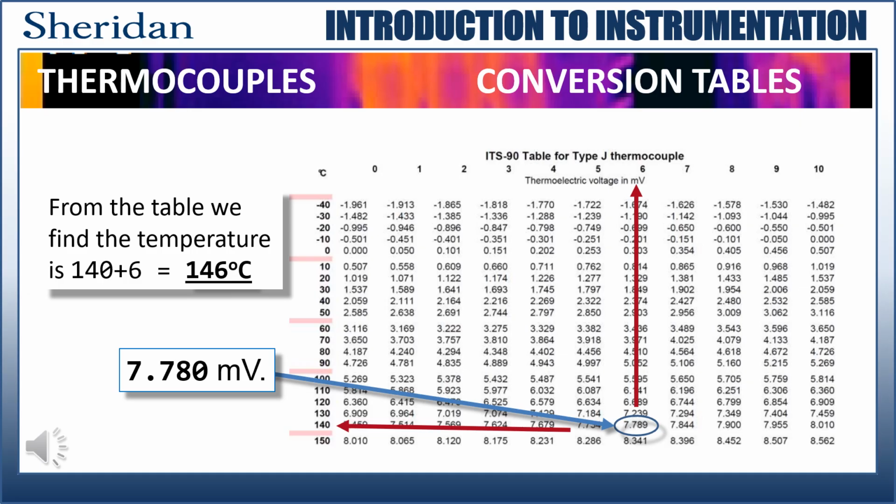Okay, scouring the chart, we find 7.789, and if I look and find its location, it is in the 6th column, and I shoot across to my left, and it's 140. So 140 plus 6 gives us a temperature of 146 degrees Celsius.